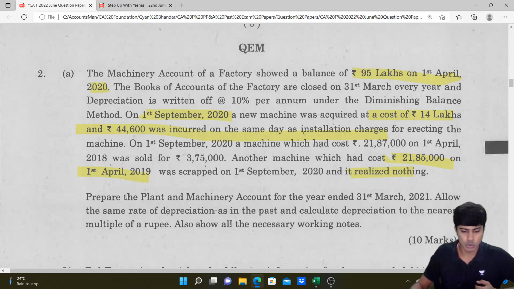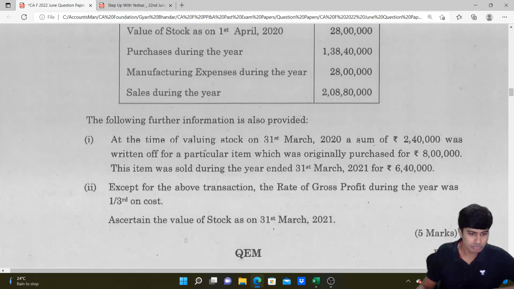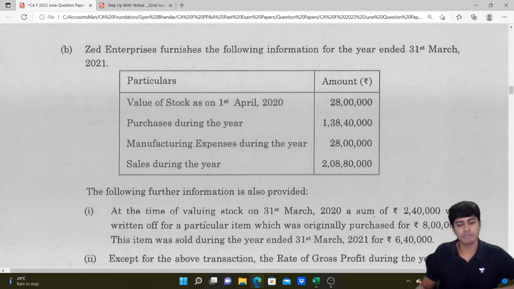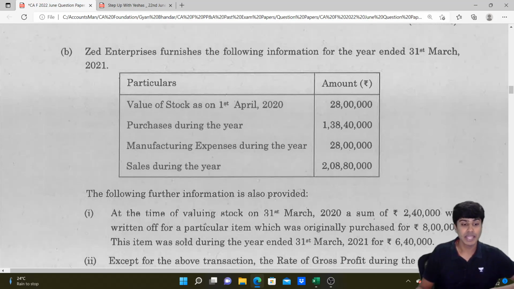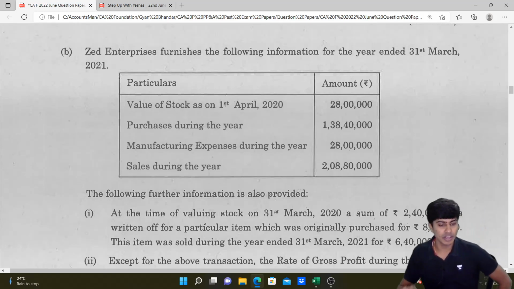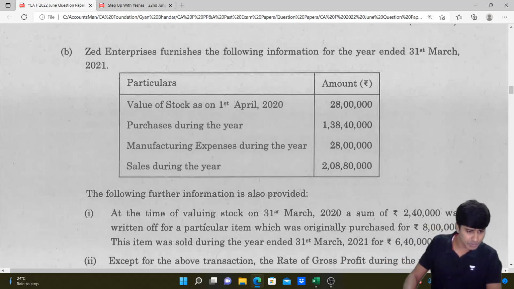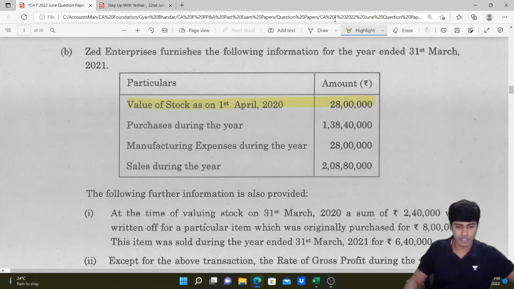Chalo guys, let's go to question number 2b now. 2b, this is from chapter 4, valuation of inventory. Z Enterprises furnishes the following information for the year ended 31st of March 2021. Very good. They've given value of stock as on 1st of April 2020. This is nothing but opening stock.